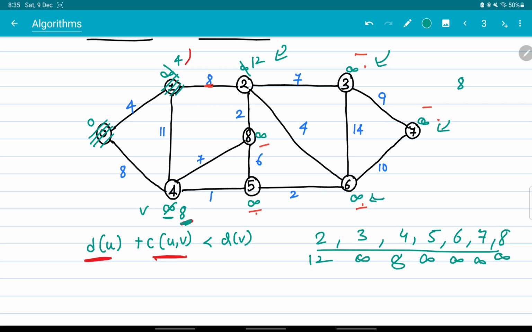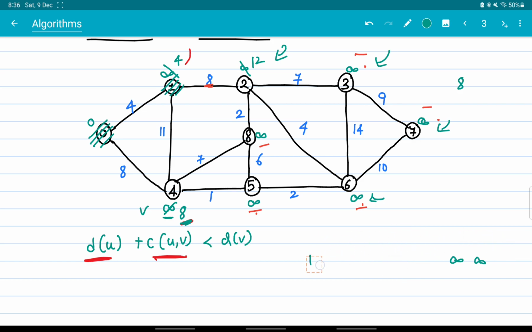So out of all the leftover vertices, ignoring 0 and 1 because they are already visited, you have to check the vertex which has the minimum distance. The minimum distance here is of vertex 4, that is 8. So now the next vertex which I'm going to consider as the source vertex will be vertex 4. And now I have to see the vertices that are directly attached to 4, ignoring my visited nodes. So I hope you're getting the concept now.